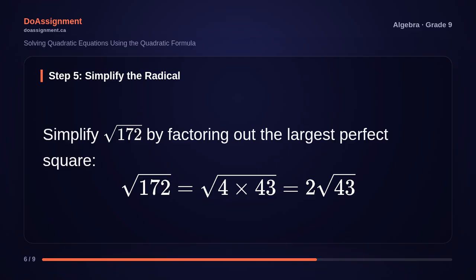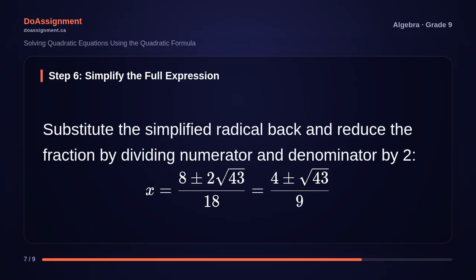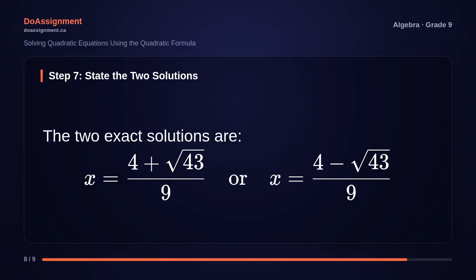We simplify the square root of 172 by writing it as the square root of 4 times 43, which equals 2 times the square root of 43. Replacing the radical and dividing everything by 2, we get x equals 4 plus or minus the square root of 43, all over 9. The two exact roots are x equals 4 plus the square root of 43 over 9, and x equals 4 minus the square root of 43 over 9.